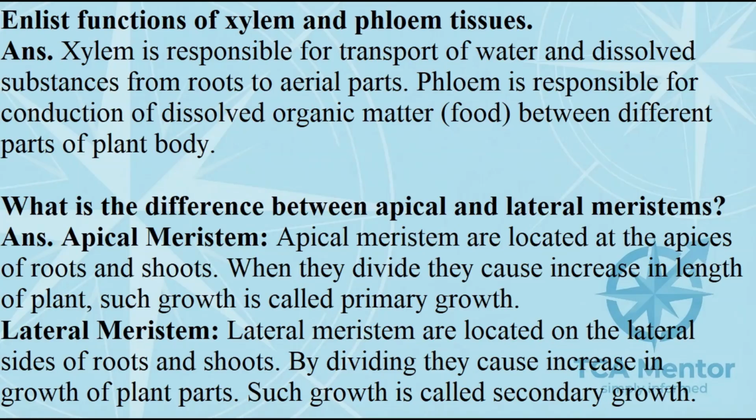Lateral meristems are located on the lateral sides of roots and shoots. By dividing they cause an increase in girth of plant parts. Such growth is called secondary growth.